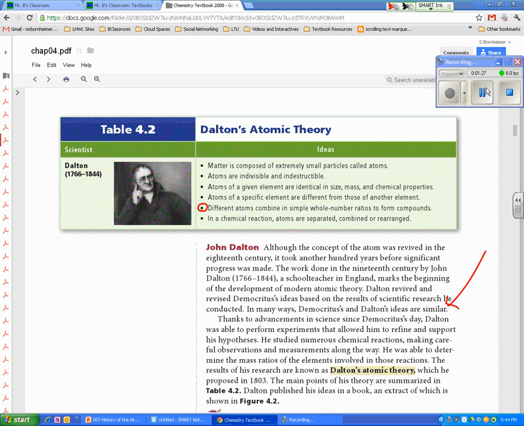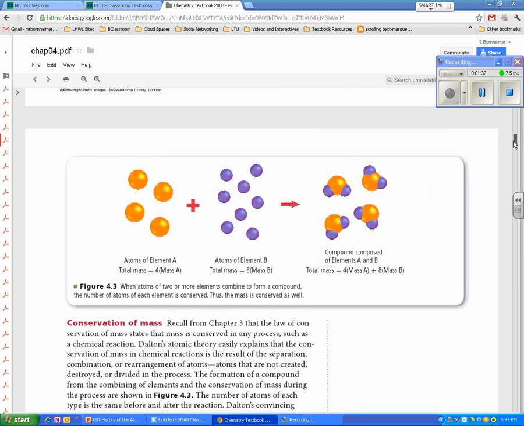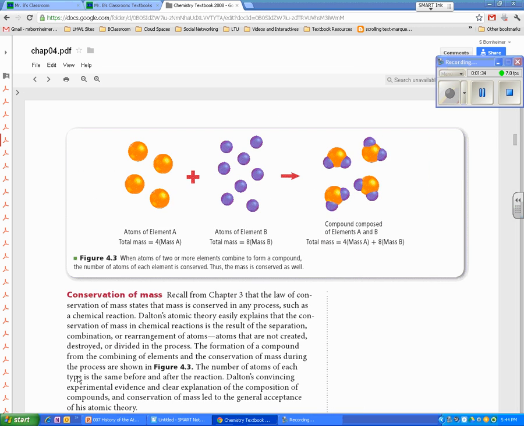If we scroll down in the book here a little bit, and we look at this diagram here, figure 4.3, we see that when atoms combine, they have to combine in whole number ratios. We don't see 4.5 here. We see 4 whole atoms. And we don't see 8 or 7.5. We see 8 whole atoms. And they are used to form 4, in this particular case, molecules, that have both elements A and B.